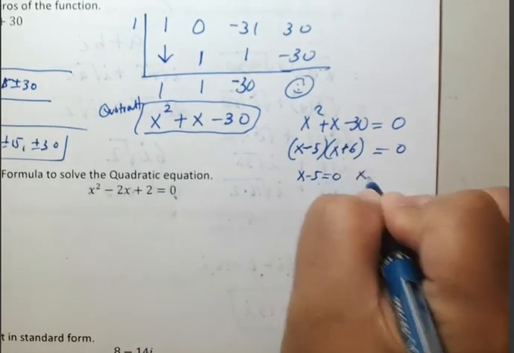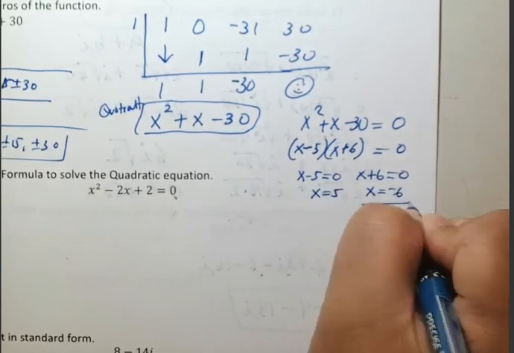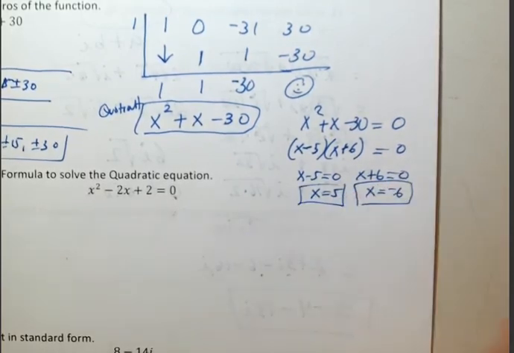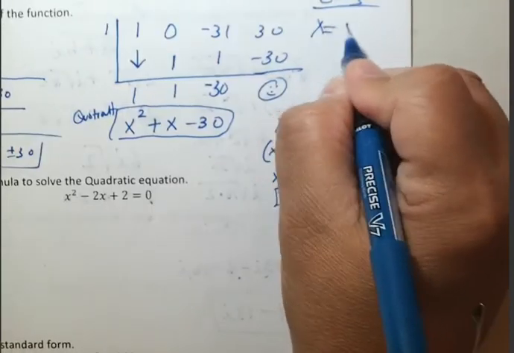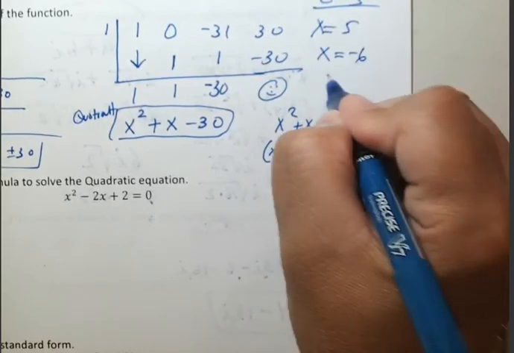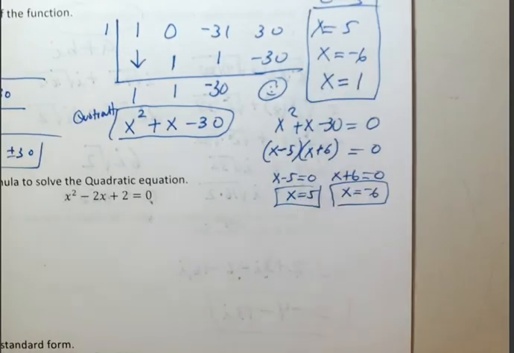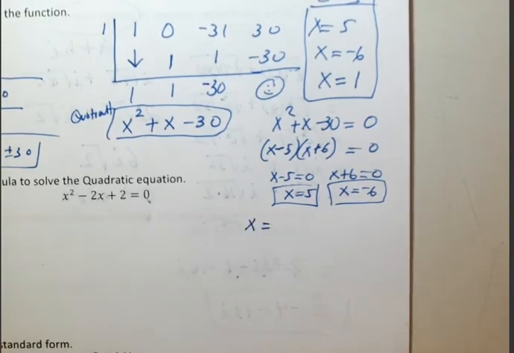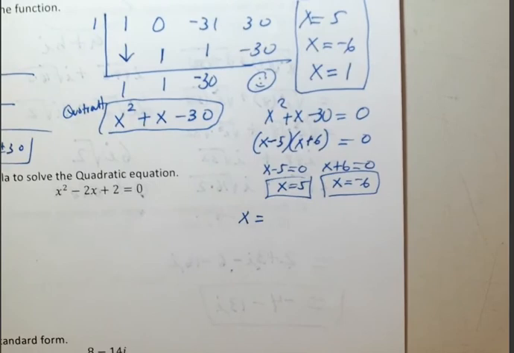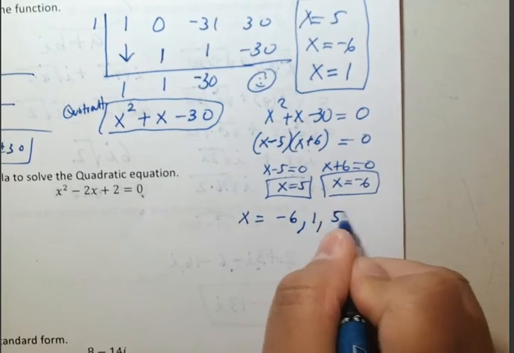Set them equal to 0. So these are my two zeros here. So all your zeros together are x equals 5, x equals negative 6, and the last one is x equals 1. We should have 3 zeros because the degree is 3. So in your computer, the computer already has an x, and it has it like this, x equals. So the way you enter the answer is just going to be negative 6, comma, 1, comma, 5. Okay.